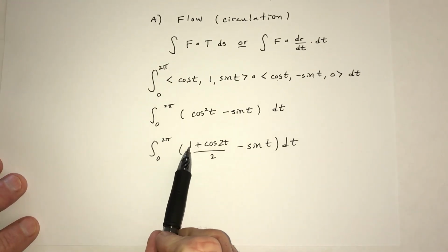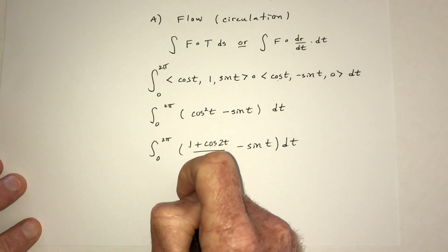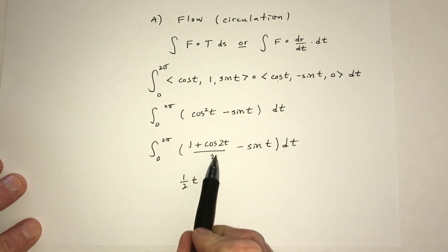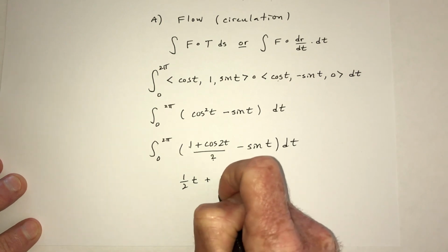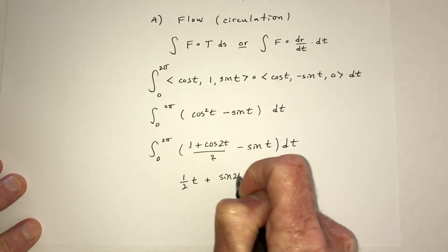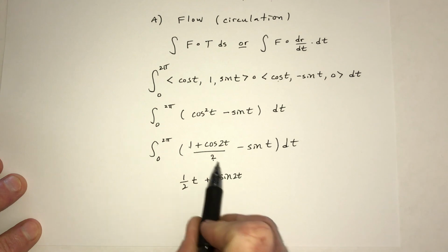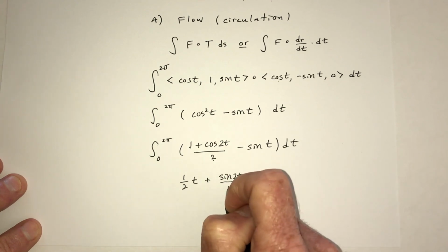And then find the antiderivative. So for this part, that would be 1/2 dt, so that's going to be 1/2 t. For this part, the antiderivative for cosine will be sine of 2t, but because of this 2, I'm going to have to divide by 2. So it was already divided by 2, I'm dividing by another 2 because of the chain rule.